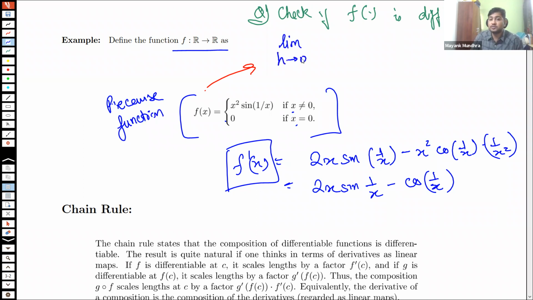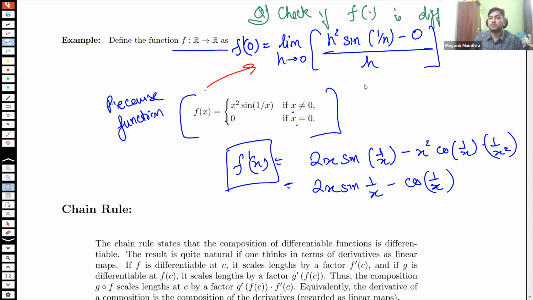So limit h tending to 0, h square sine 1 by h minus 0, because f of 0 is 0, upon h. So this is going to be my f prime at 0. What is the value of f prime 0 going to be here? 0. Very good. So this becomes just limit h tending to 0, h sine 1 by h.